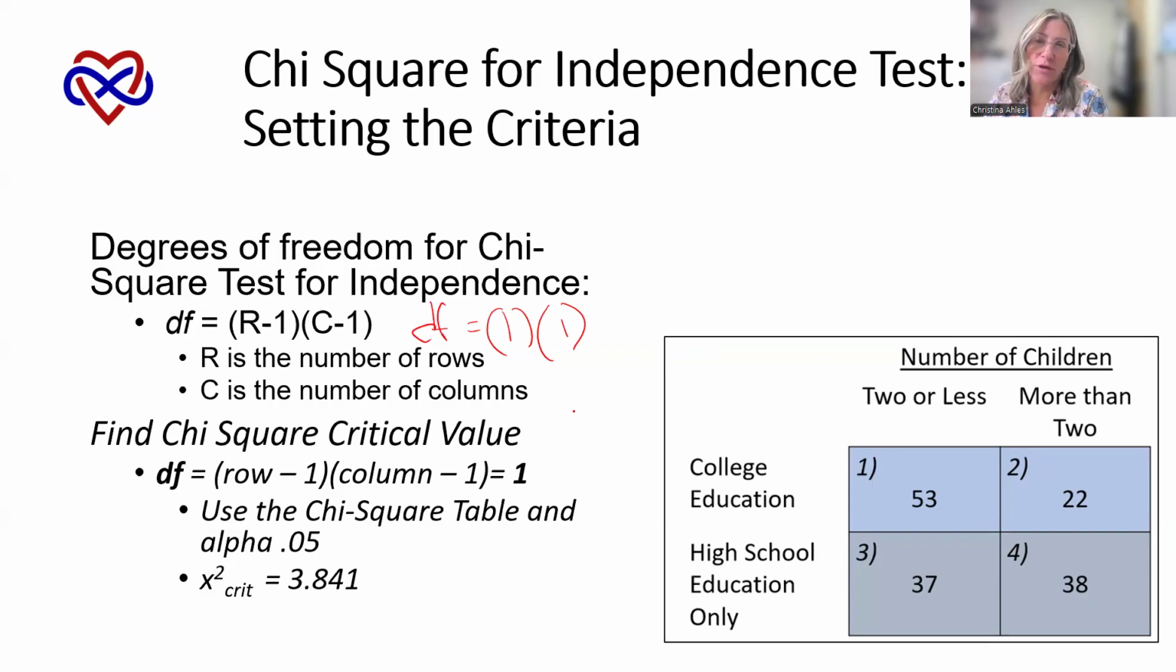You can have more than a 2 by 2. You can have a 2 by 3, a 3 by 5, a 4 by 7, but in this case, you have a 2 by 2. So your degrees of freedom is 1. And then you would use your chi-square critical values table. If we use 0.05 and a degrees of freedom of 1, our critical value is 3.84.